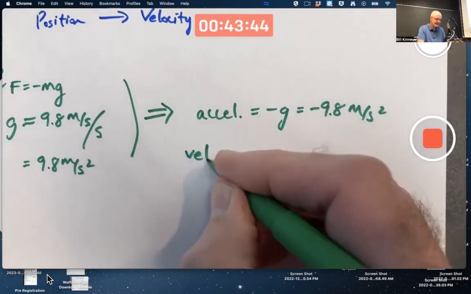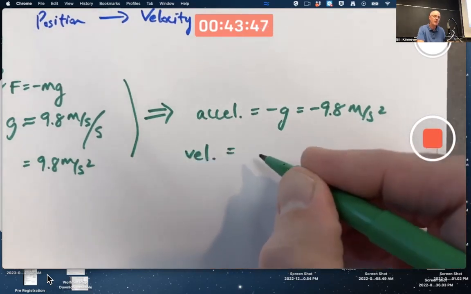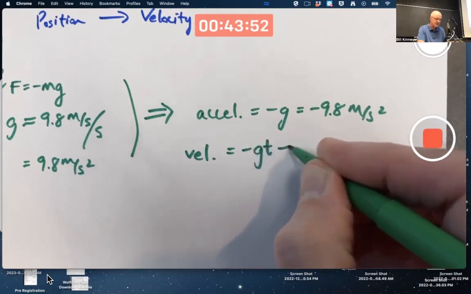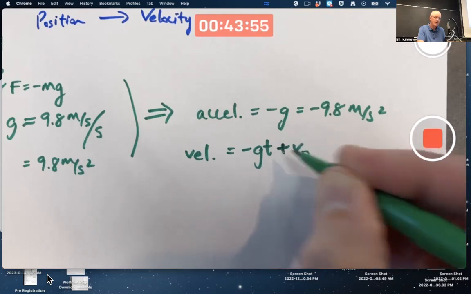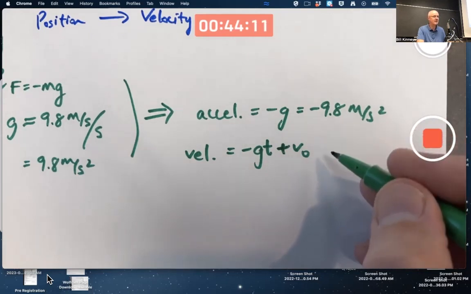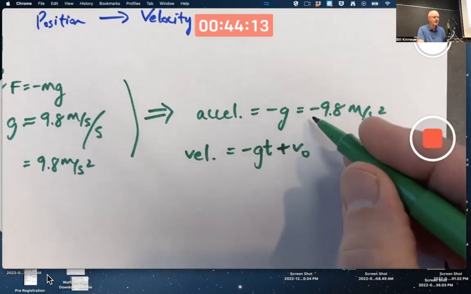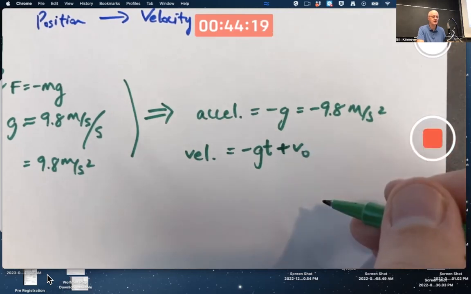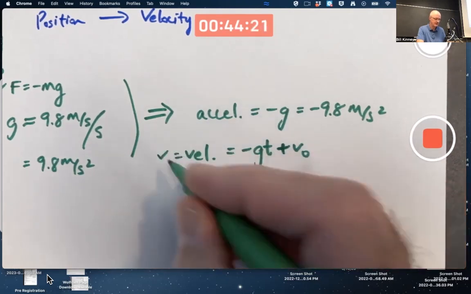And your velocity turns out to equal negative g times t plus your initial velocity. Where did I get that equation? Well, basically from memory. Do you need to remember that equation? I think it would be good to try to. I actually could think of it in terms of calculus. The derivative of the velocity is the acceleration. Let me call the velocity v for short.